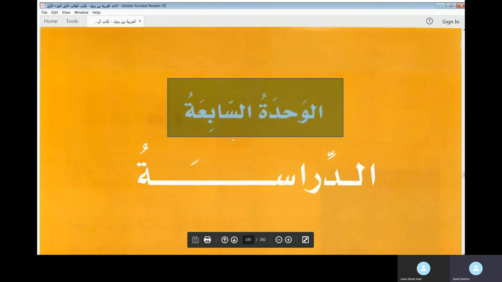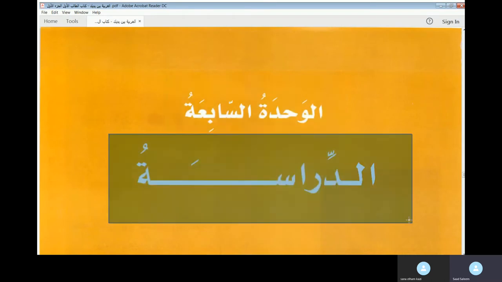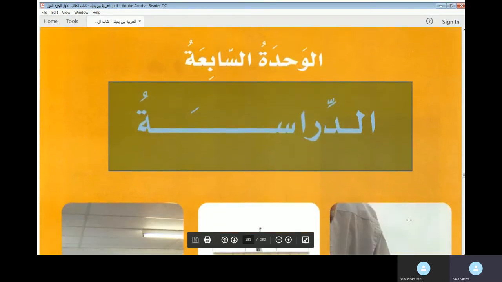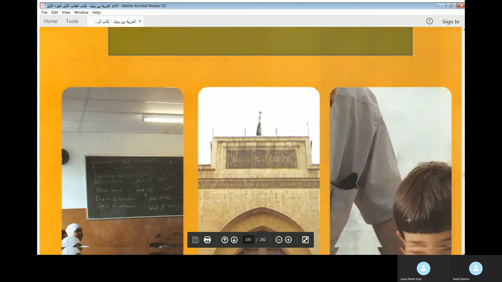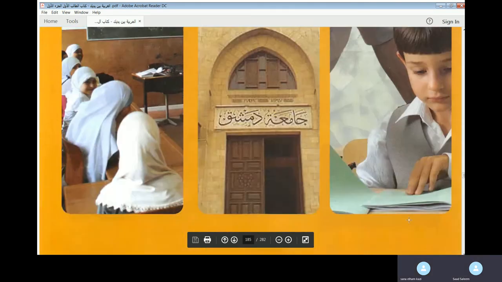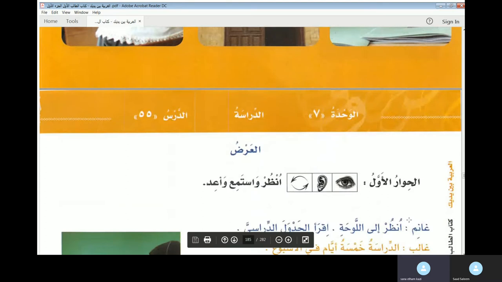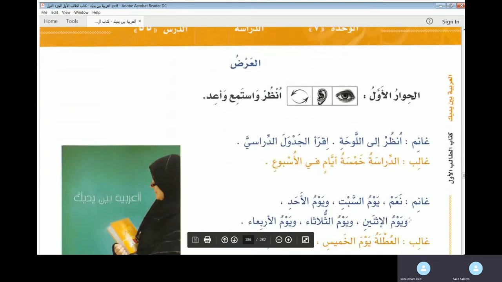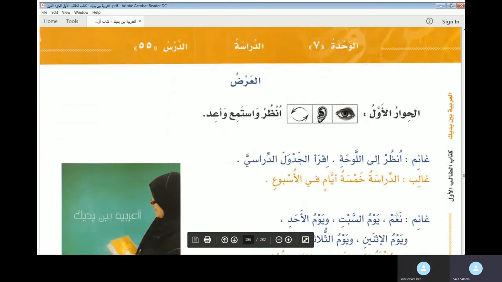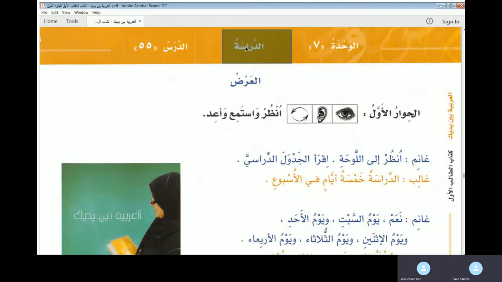Bismillah ar-Rahman ar-Rahim. Today we'll start from page number 185, al-Wadatu Sabiya, 7th unit, ad-Dirasa. Okay, ad-Dirasa is lesson or lecture? Ad-Dirasa means education, study. In Urdu we say taaleem. Ad-Dirasa means taaleem.